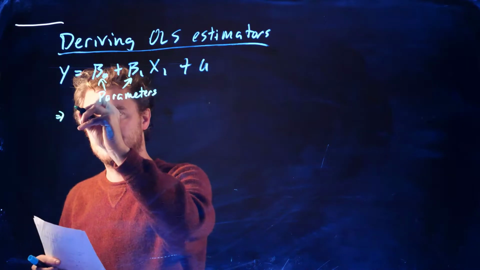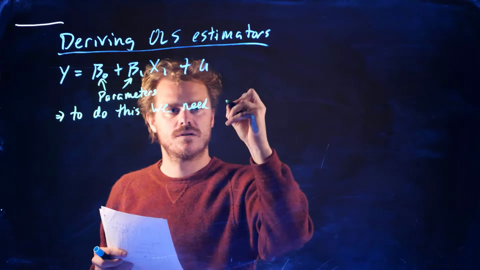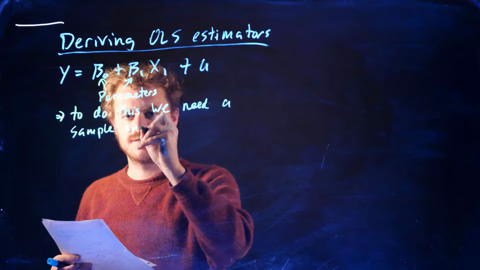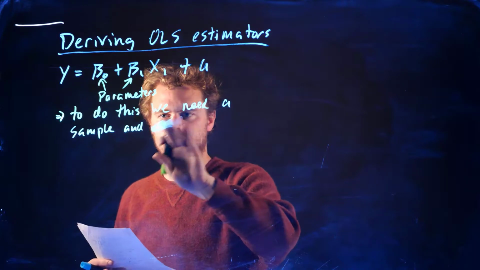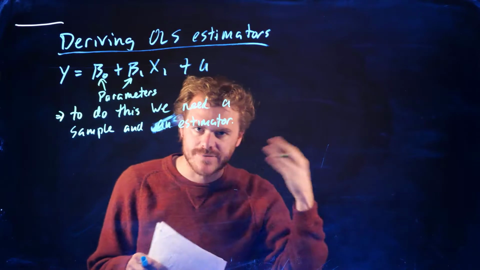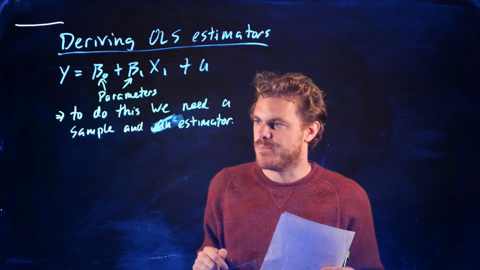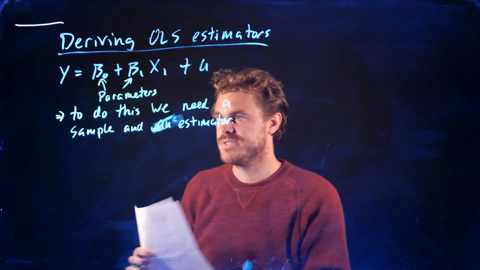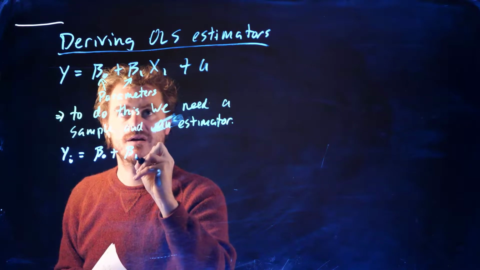So to do this, we need a sample and an estimator. So like some kind of rule. So we talked about 3 different kinds of approaches to estimation. So we need one of these approaches that we're going to implement to get estimators for these parameters. So let's first think about writing out our regression this way.